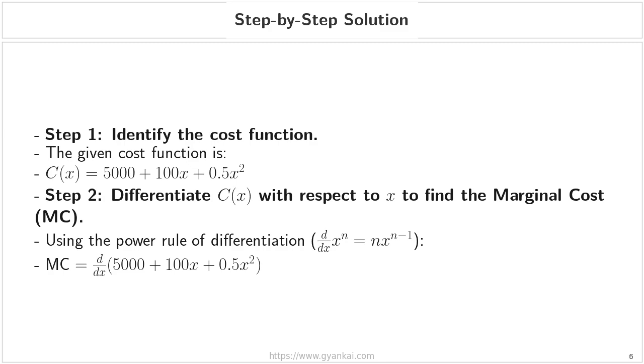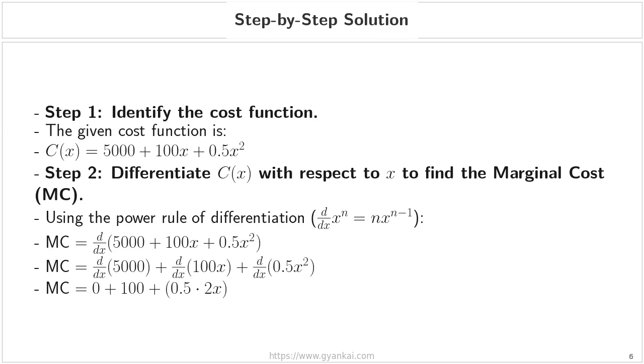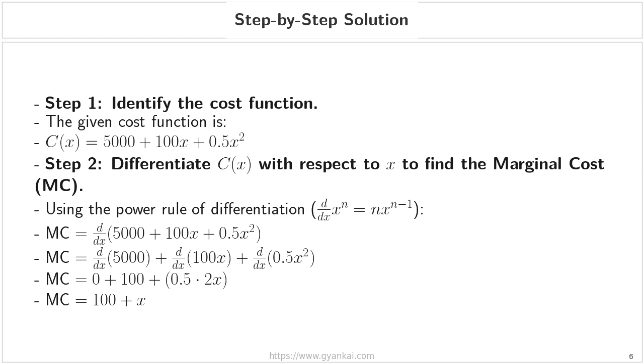We take the derivative of the entire expression, 5,000 plus 100X plus 0.5X squared. To make this simpler, we can differentiate each term individually. First, the derivative of the constant 5,000 is 0, as fixed costs do not change with production. Second, the derivative of 100x is simply 100. Finally, for the term 0.5x squared, we bring the exponent 2 down to multiply with 0.5 and reduce the power by 1, which gives us 1x. When we combine these results, our formula for marginal cost simplifies to 100 plus x.